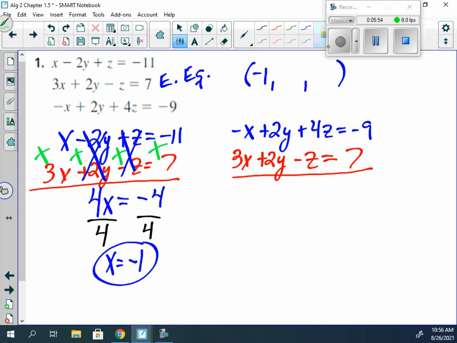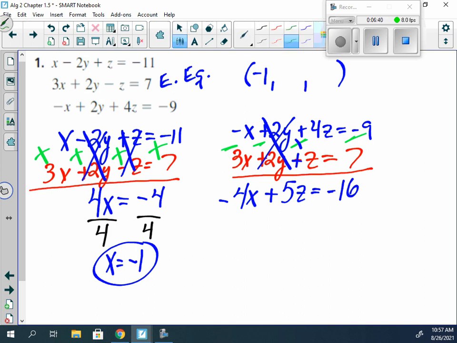So looking at this here, would we add or subtract? Subtract, because the signs in front of y are the same. If they're the same, we're going to subtract. Well, negative x minus 3x is going to be negative 4x. 2y minus 2y is 0, just like we wanted. And now 4z minus negative z. Well, the negative and negative would make a positive. So 4z plus z is plus 5z is equal to negative 16.